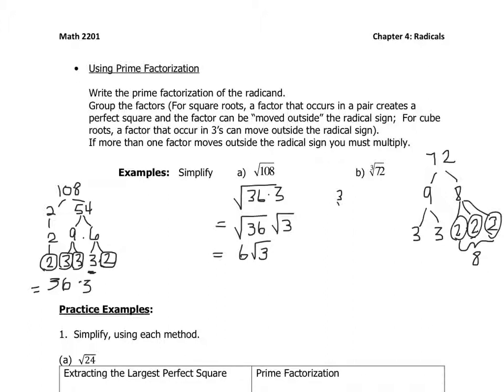So this would be written as cube root of 72 would be cube root of 8 times 9, which would equal the cube root of 8 times the cube root of 9, which is 2 cube root 9. And we can't break down 9 any further because 9 doesn't have any perfect cube factors.